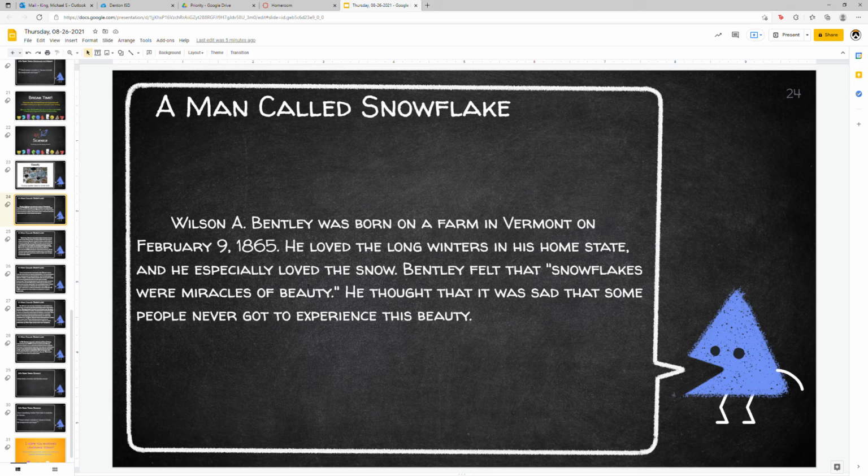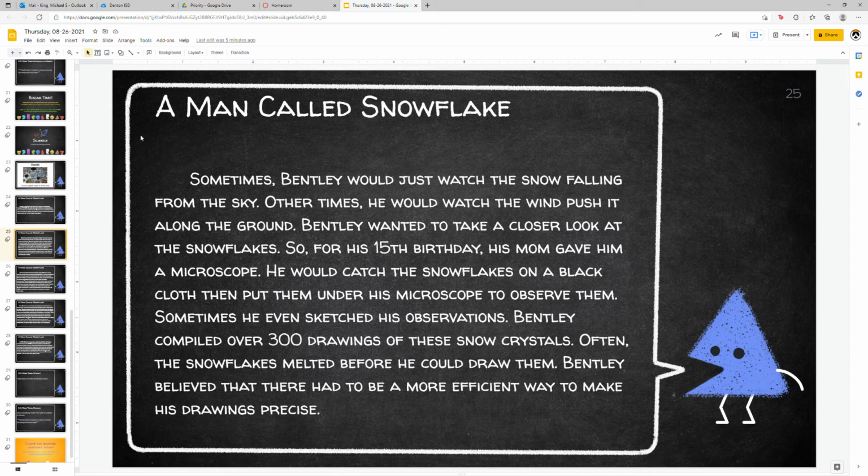So Wilson A. Bentley was born on a farm in Vermont on February 9, 1865. He loved the long winters in his home state, and he especially loved the snow. Bentley felt that snowflakes were miracles of beauty. He thought that it was sad that some people never got to experience this beauty. Sometimes, Bentley would just watch the snow falling from the sky. Other times, he would watch the wind push it along the ground.